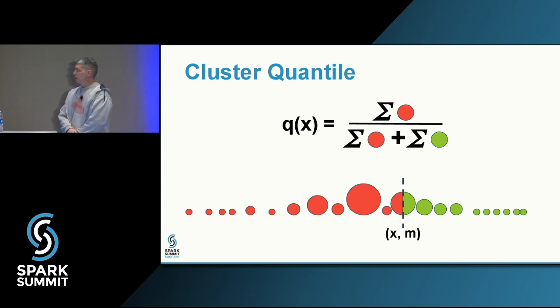Each cluster can be assigned a quantile, and all that really is sort of like the sum of the mass to the left of your cluster divided by the total mass that's being stored.